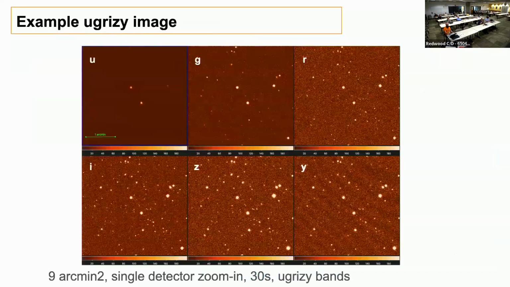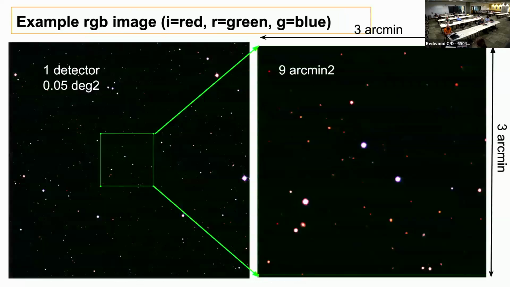Here is an example image in all of the 6 bands in the LSST. So this is a small zoom in of a single detector with all of the six bands. This is an example of an RGB image. So on the left-hand side, you can see a single detector, which is 0.05 square degrees. And then on the right-hand side, again, a zoom in of 9 arcsec square.